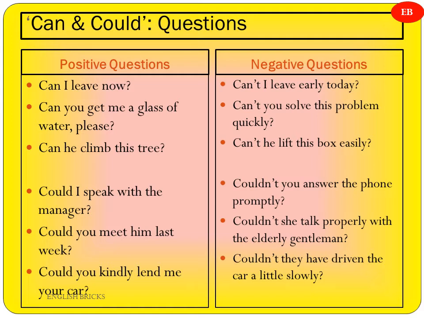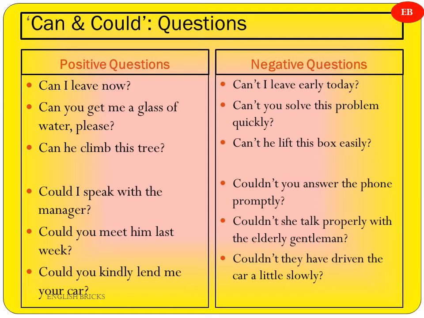Negative questions. Can't I leave early today? Can't you solve this problem quickly? Can't he lift this box easily? Now these are all contracted forms of the negative, the contracted forms of can. And likewise down below there you see, couldn't you answer the phone promptly? That's a contracted form of could not. Couldn't she talk properly with the elderly gentleman? Couldn't they have driven the car a little slowly?